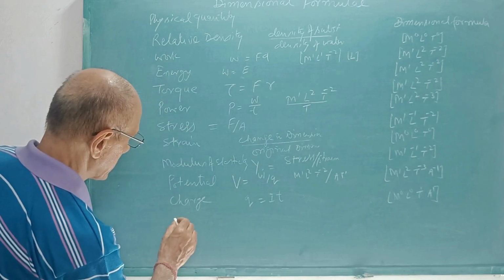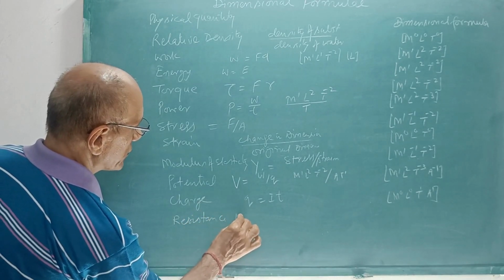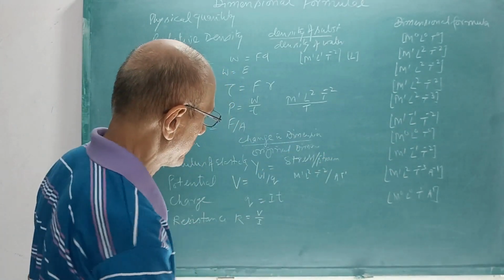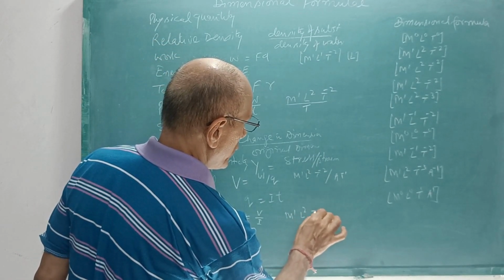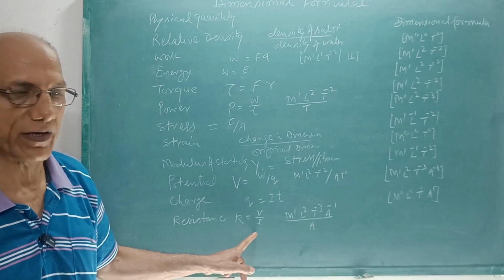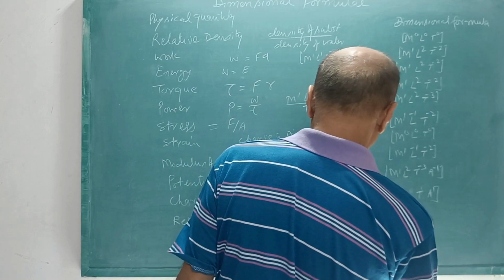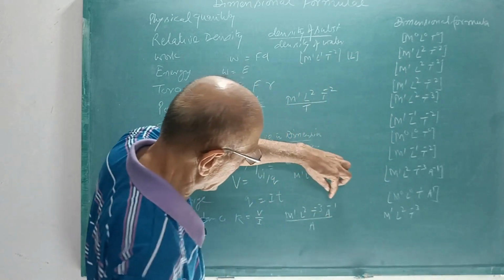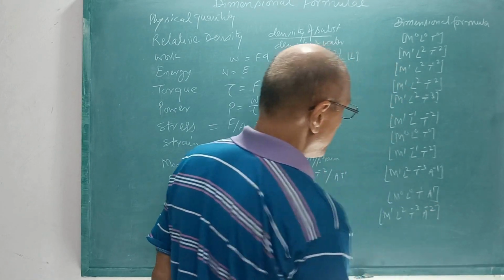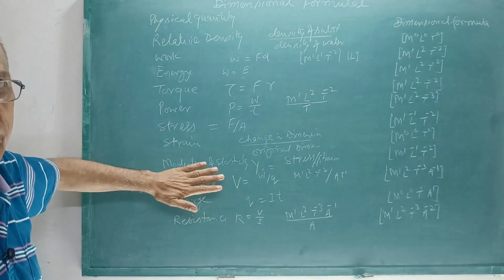Now resistance R equals to V upon I. So the potential is this M1 L2 T minus 3 A minus 1 divided by A. Current is ampere. So here again it will become minus 1. So M1 L2 T minus 3, and here it is minus 1 and minus 1. So A minus 2. So this way the dimension formulas of different physical quantities we have just drawn.